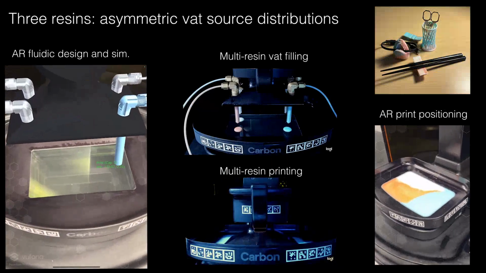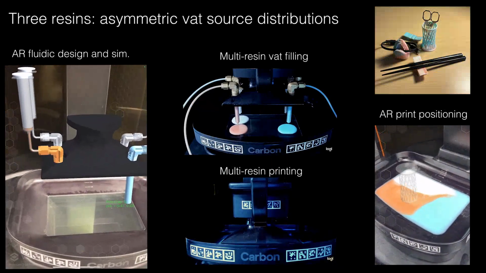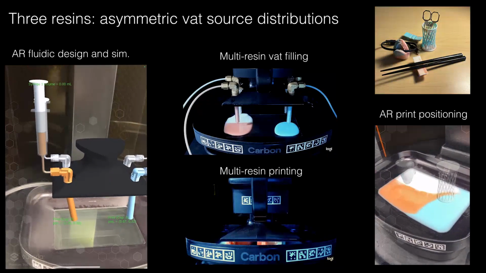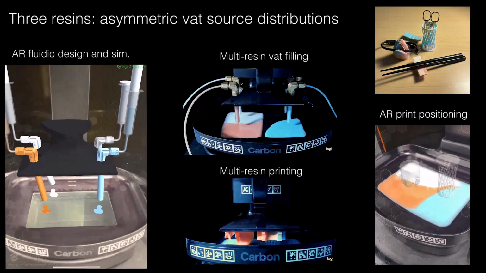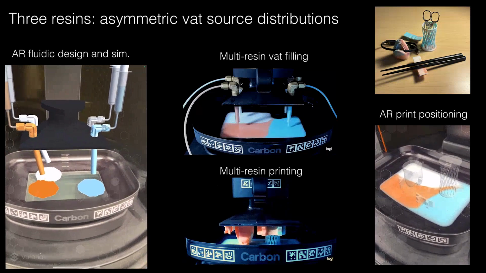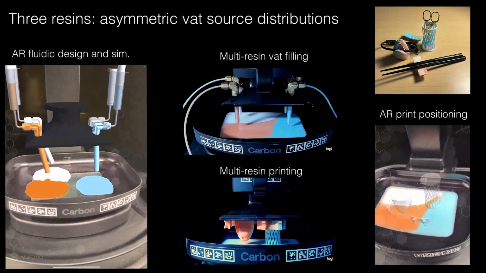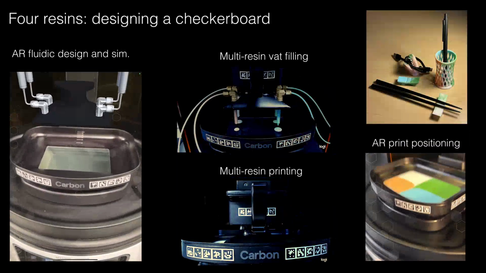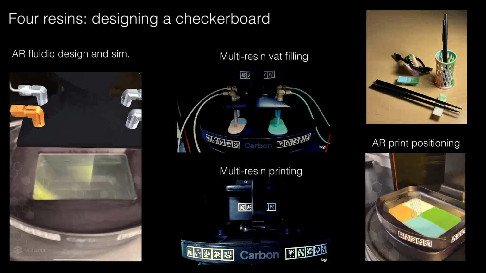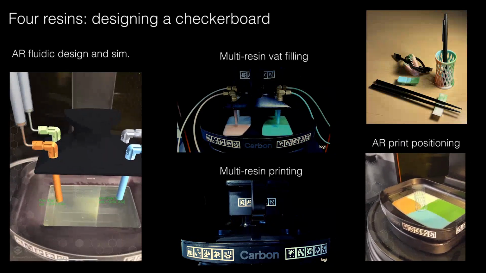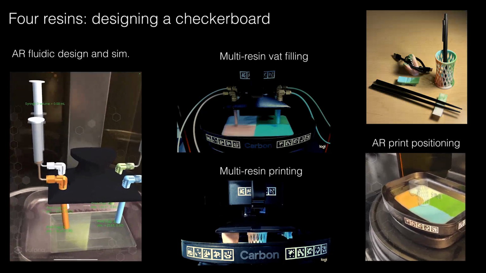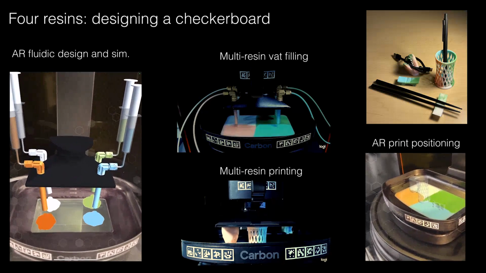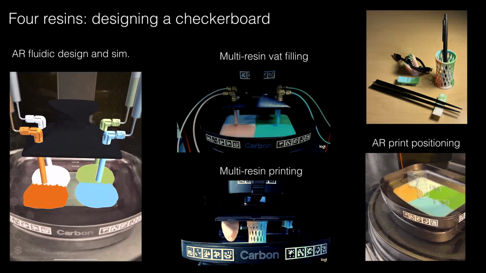It is trivial to extend these results to 3 resins using 3 channels on the build platform, as shown here. In this case, the resin distribution is asymmetric. However, objects with similar interfacial appearances are apparent. 4 resins are possible too, using all 4 ports on the platform to make a checkerboard, where parts can be positioned at the interface of 2 or 4 materials.